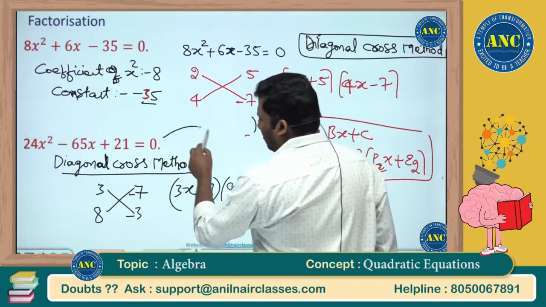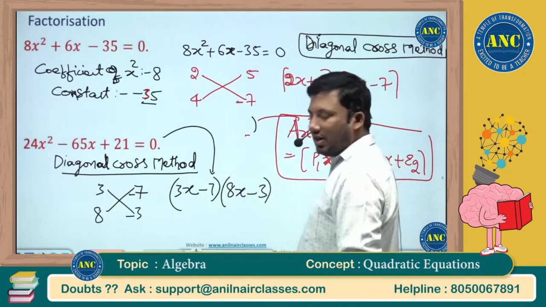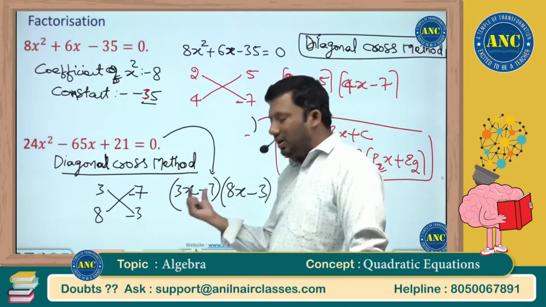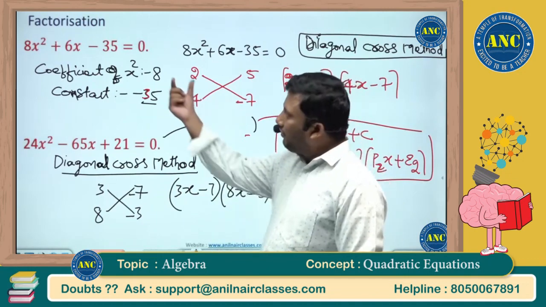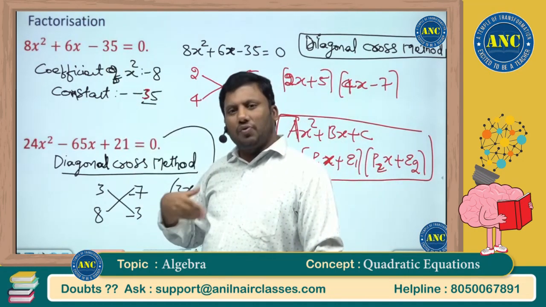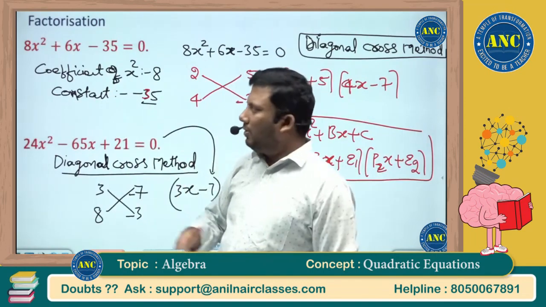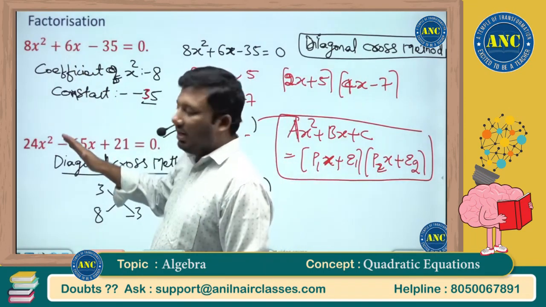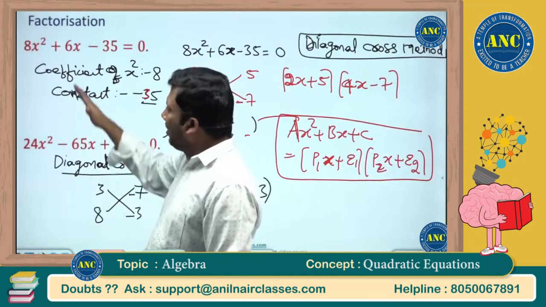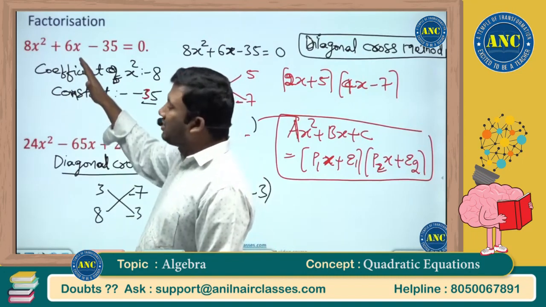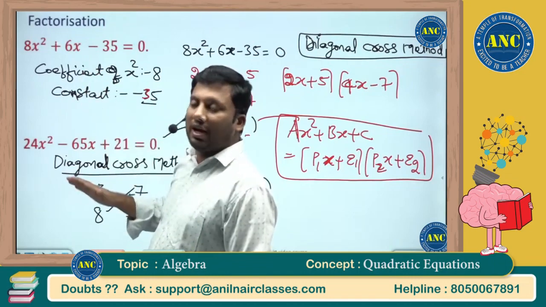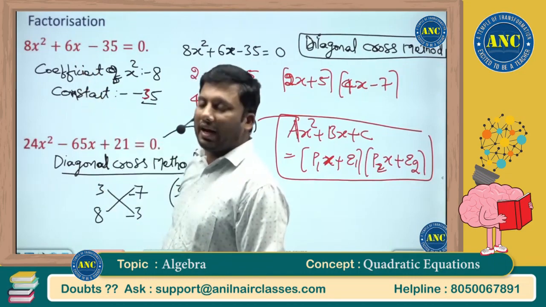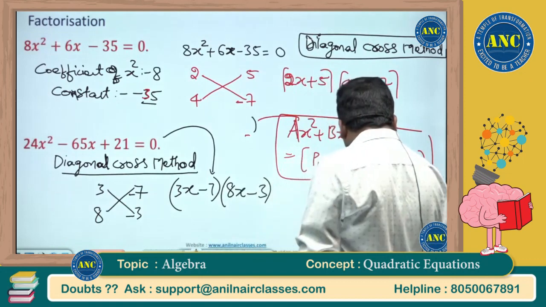A quadratic expression has two factors here. One factor is 3x minus 7, another factor is 8x minus 3. How to factorize a quadratic equation? In the coming classes in polynomial equations, we will move from degree 2 to degree 3, degree 4. We will see all the theorems which will help us find out how many positive real roots and how many negative real roots there are.